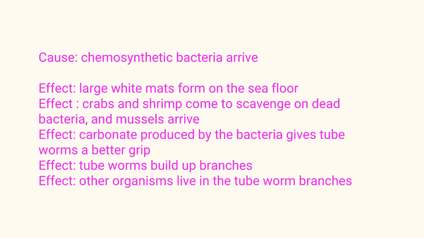Cause: Chemosynthetic bacteria arrive. Effect: Large white mats form on the seafloor. Effect: Crabs and shrimp come to scavenge on dead bacteria and mussels arrive. Effect: Carbonate produced by the bacteria gives the tube worms a better grip. Effect: The tube worms build up branches. Effect: Other organisms live in the tube worm branches.